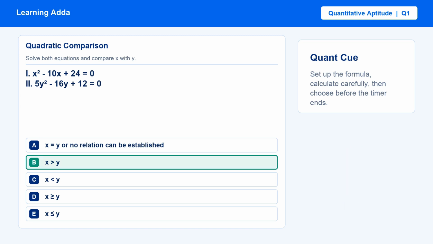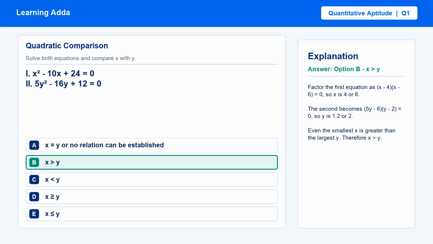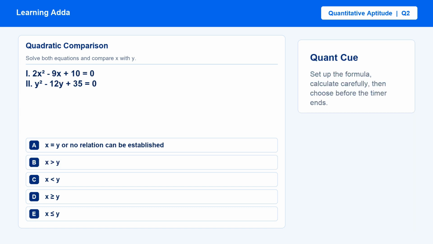The answer is option B. Factor the first equation as (x minus 4)(x minus 6) is equal to 0, so x is 4 or 6. The second becomes (5y minus 6)(y minus 2) is equal to 0, so y is 1.2 or 2. Even the smallest x is greater than the largest y. Therefore x > y.